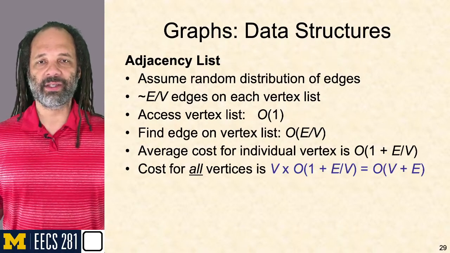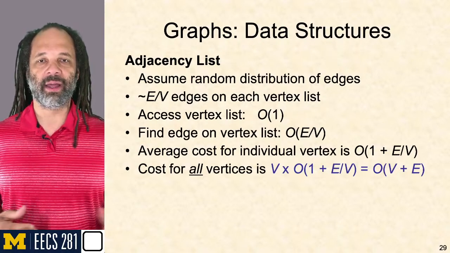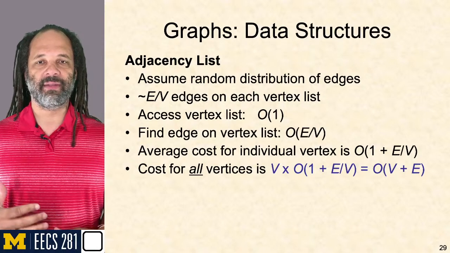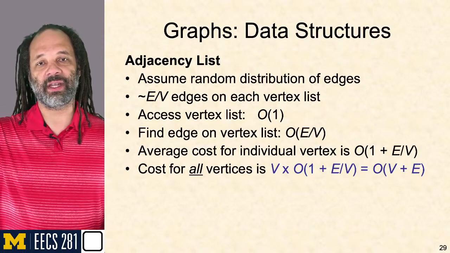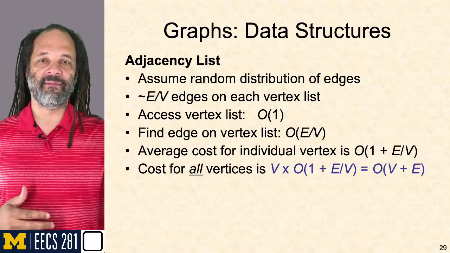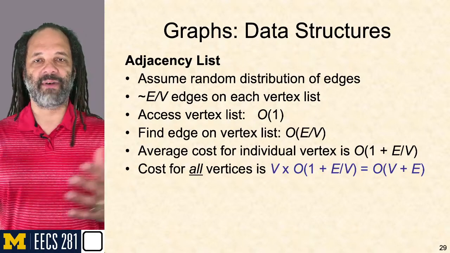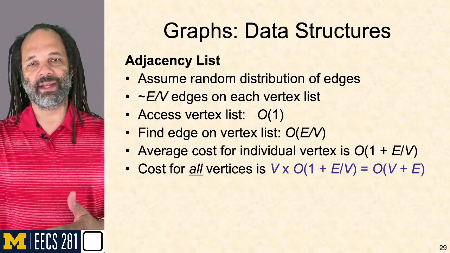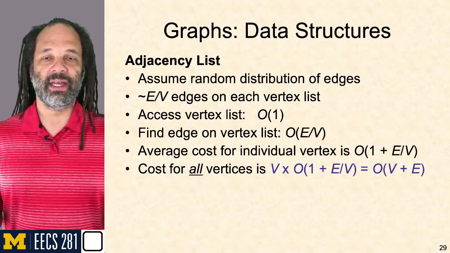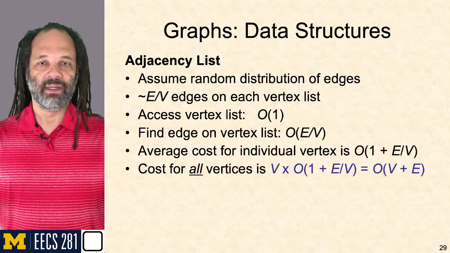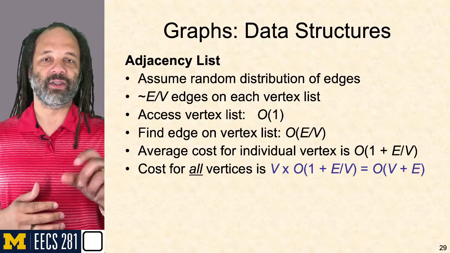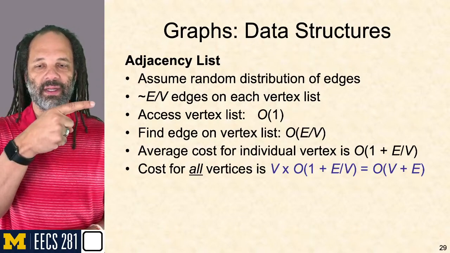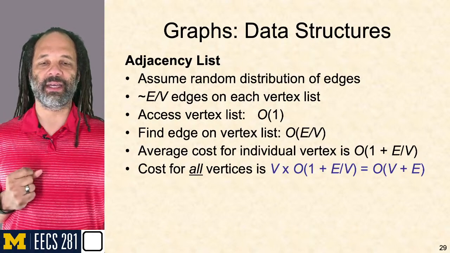One way to do it is to just take a simple numeric average. Think there's 50 edges in a graph and there's 10 vertices. I could just divide the number of edges by the number of vertices and say, with 50 edges and 10 vertices, on average, it sounds like there's about 5 edges per vertex. That's what this approximate E over V is.